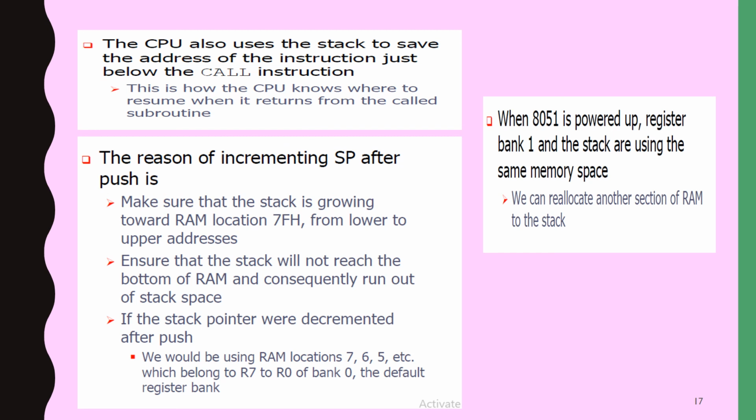In general, the stack pointer register points to the current RAM location available for the stack. As data is pushed onto the stack, it is incremented, and as data is popped off the stack into the register, it is decremented. The reason the stack pointer is incremented after the push is to make sure that the stack is going toward RAM location 7F, to upper addresses especially. If the stack pointer were decremented after push, we would be using RAM location 765, which belongs to R7 to R0 of bank 0, the default register bank.